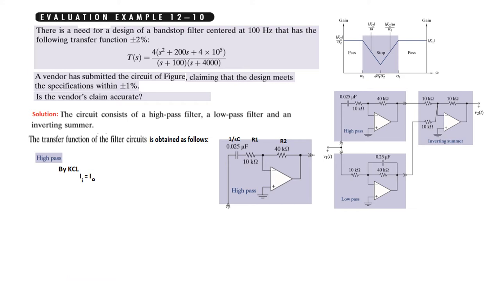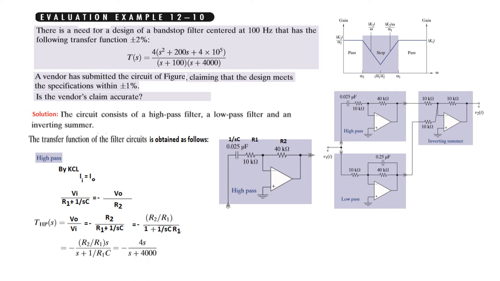At this point, we know that by KCL, the current entering is equal to the current leaving, that is, I in is I out. In terms of voltage, I1 is the voltage in divided by this impedance, so this impedance is R1 plus 1 over SC. Similarly, because of the voltage, the actual current direction is like this, so we'll put a negative sign. So negative V out, this is V out here, divided by R2, this resistance R2.